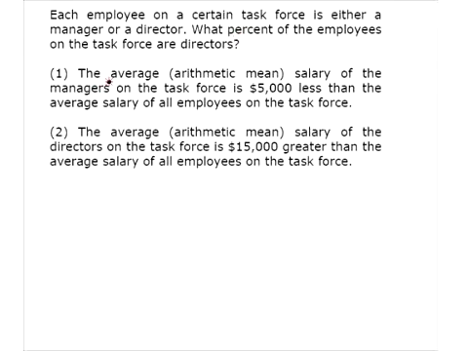So here we know the average salary of the managers is $5,000 less. I mean, how could that possibly tell me the percentage? And same deal here, the average of the directors is $15,000 greater than the total average. That couldn't by itself tell me anything. But together, does it do anything? Is there any way that together these give me a sense of the ratio of managers to directors, or how the tug of war is going down?